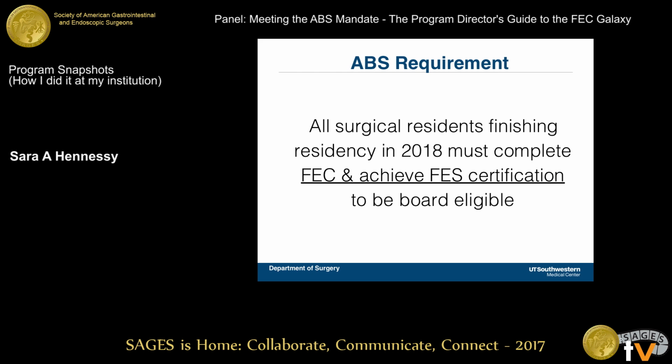Again, as mentioned before, this is a new ABS requirement that all surgical residents finishing residency in 2018, so that means the current PGY 4 year, have to complete FEC and achieve FES certification to be board eligible.